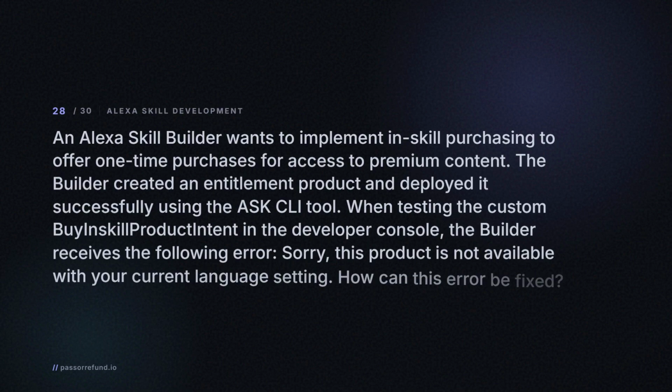Consider this scenario. An Alexa skill builder wants to implement in-skill purchasing to offer one-time purchases for access to premium content. The builder created an entitlement product and deployed it successfully using the ASK CLI tool. When testing the custom BuyInSkillProductIntent in the developer console, the builder receives the following error. Sorry, this product is not available with your current language setting. How can this error be fixed?